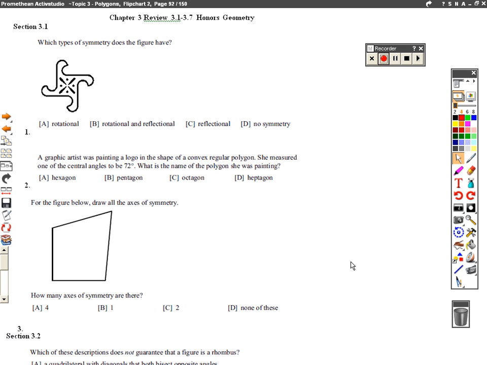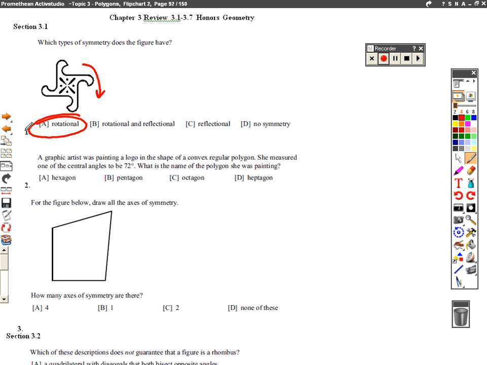Okay, guys, so here's the Unit 3 test review. Which type of symmetry does number 1 have? Well, it looks like I could rotate it and have it look exactly the same, but I can't specifically see any lines that I could draw through it and have it fold back on itself. So object A just has rotational symmetry.